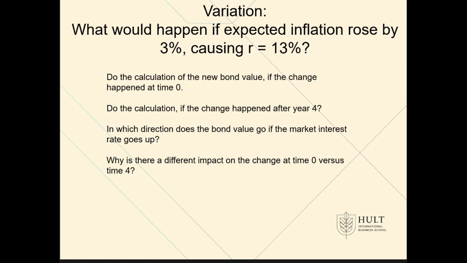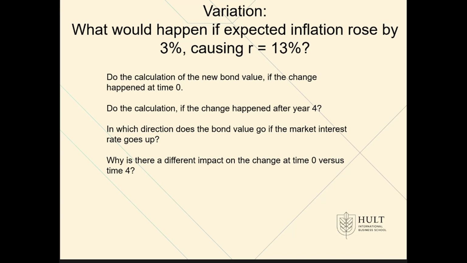So next, let's play with some variations. What happens if you thought you wanted to issue it at 10%, but the market thinks otherwise? The market requirement is 13%. And we'll do a couple of changes and different variations of the changes.